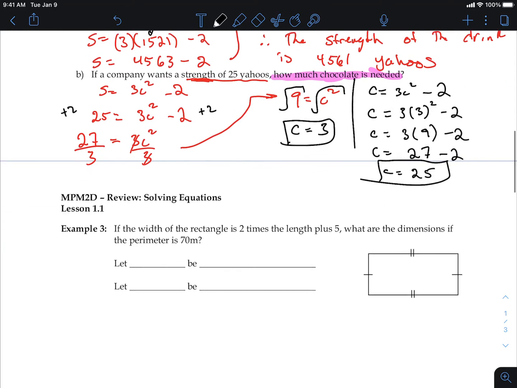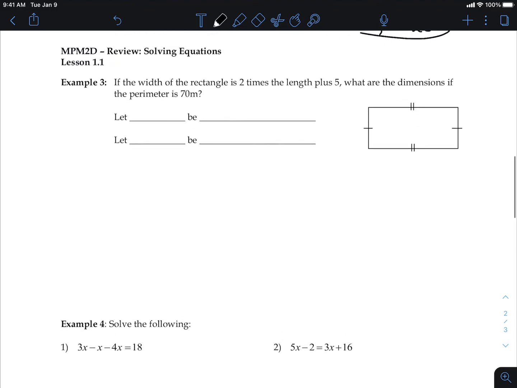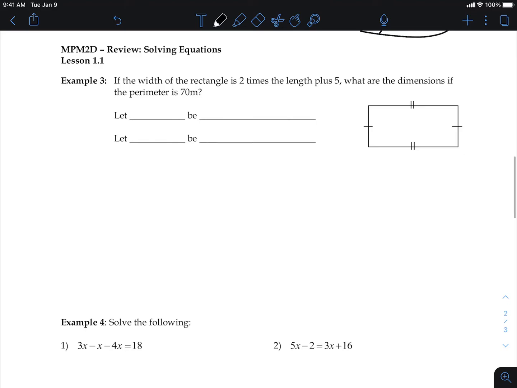Okay, so you guys can turn the page over. So basically we have kind of a wordy problem now. We're going to say the width of a rectangle is 2 times the length plus 5. Okay, so this is good practice. We'll do lots of this in this course too.